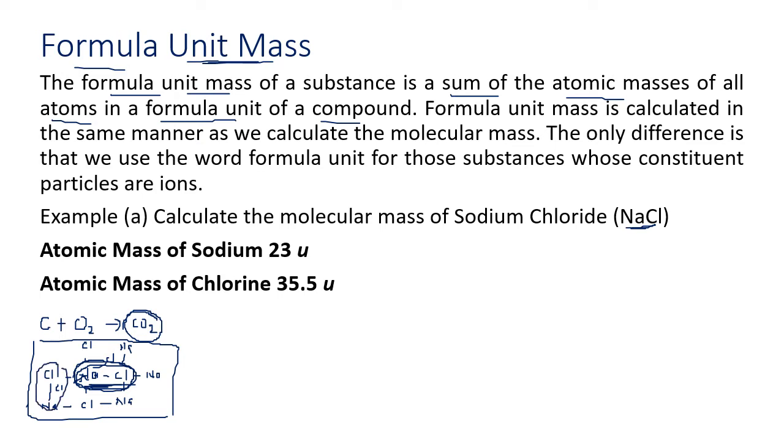You can see all their form is NaCl, NaCl, it's a big structure. So one unit is NaCl. So that is why we call it a formula unit mass. It's the sum of the atomic masses of all the atoms in the formula unit. So you have to only take one unit. The compound may be big, but you have to only take one unit.